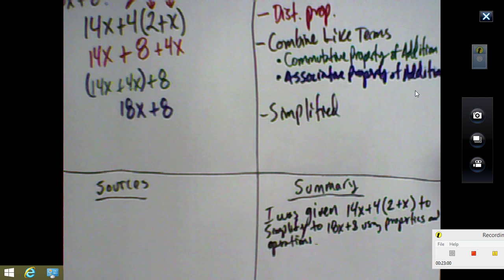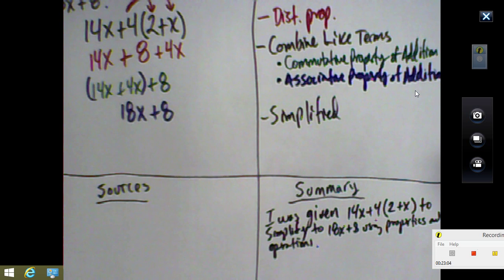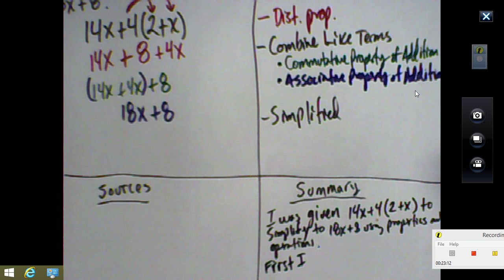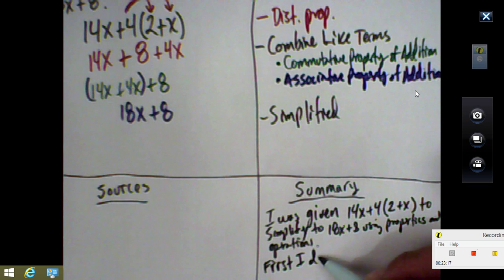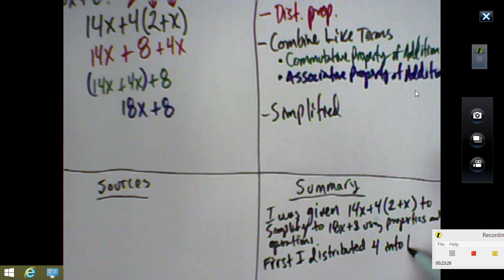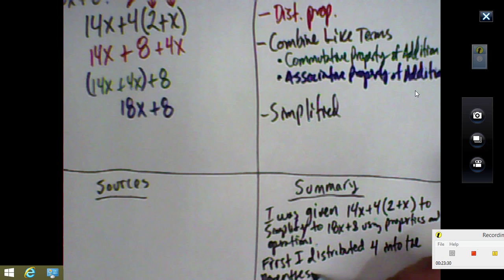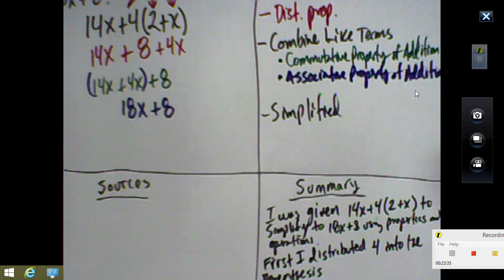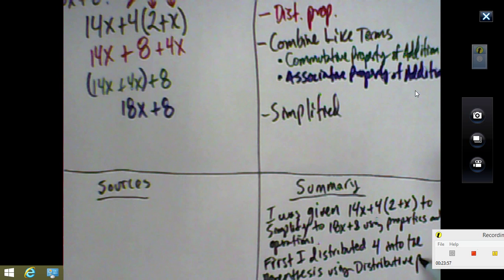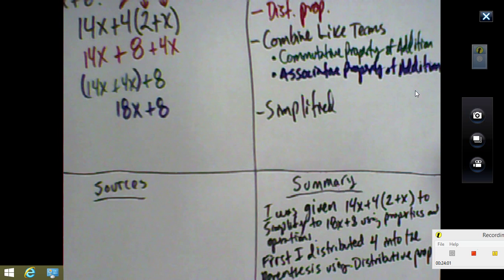Okay. So what did we do? Okay, but if you're writing a paragraph, what would you write here? First, I, what? Distributed 4 into the parenthesis. First, I distributed 4 into the parenthesis using, what property did we use? Distributive property. Distributive property is multiplication.